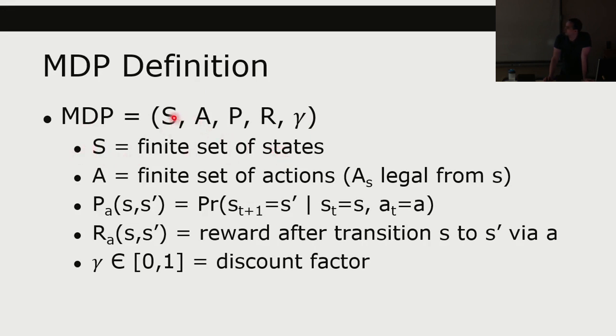And so that is the states that we have in our environment. A is the finite set of actions. And so A sub S are the actions that are legal from state S. P of A, S, S prime, that is the probability that the next state is equal to a given state, given that the current state is a particular state and the action taken is a given action.